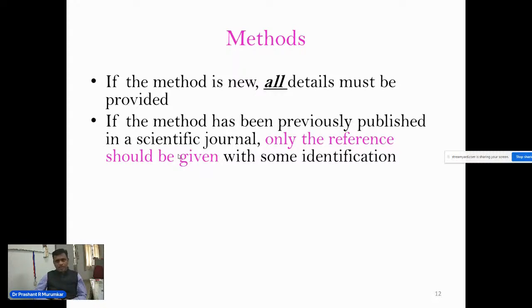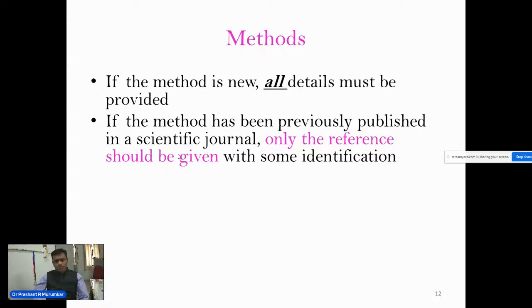And then there could be cases where the method has been previously published, or part of the method is already reported in some journals. Then you can consider that journal as a reference, and write that this method has been taken and adopted as it is, and you are supposed to cite the reference there. Here again, it is not expected that you repeat the same method.